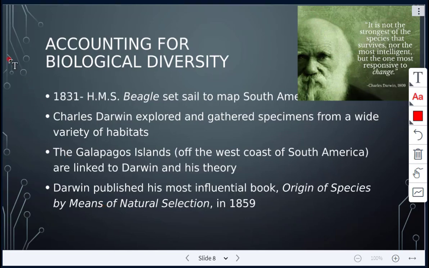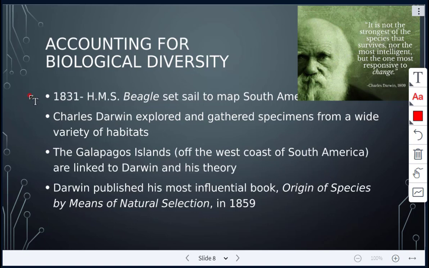Okay, so next, accounting for biological diversity. We've talked about natural selection a little bit, Charles Darwin and his theories of natural selection. We talked about the Galapagos Islands and his studies with all those animals there, like those finches we talked about. So here, one of his quotes: "It is not the strongest of the species that survives, nor the most intelligent, but the one most responsive to change." So the ones that are able to survive a change in environment, those are the individuals that are going to survive. Therefore, those are the ones that are going to reproduce and therefore carry on their genetic information.